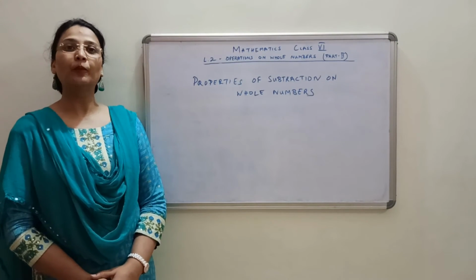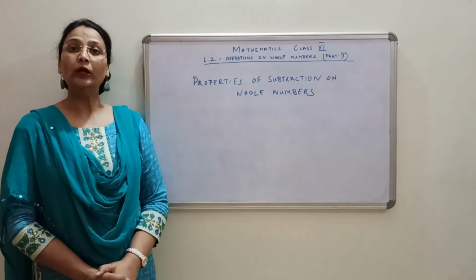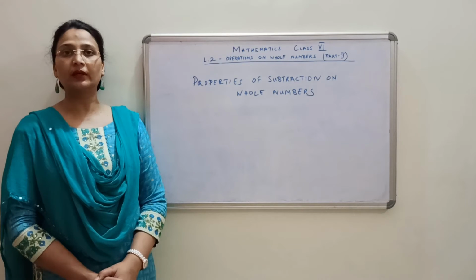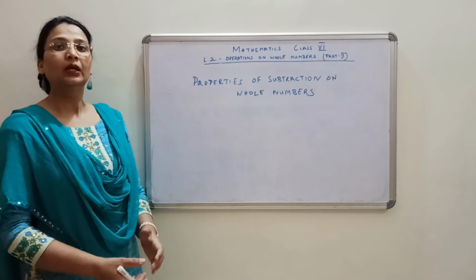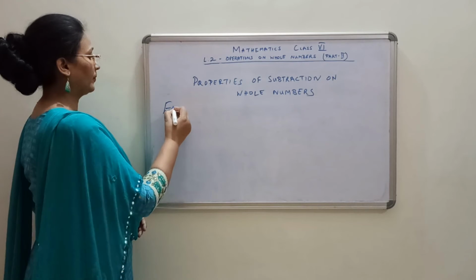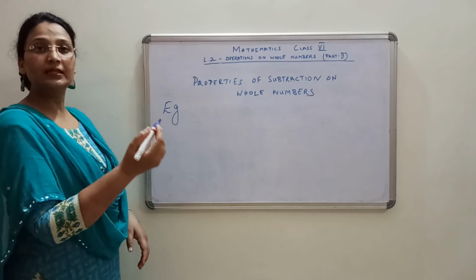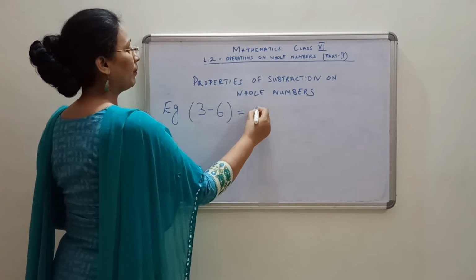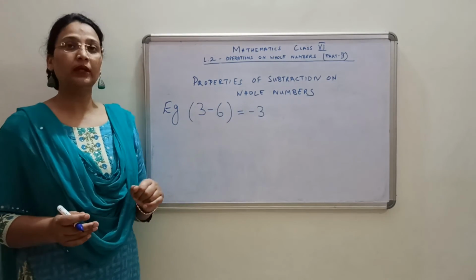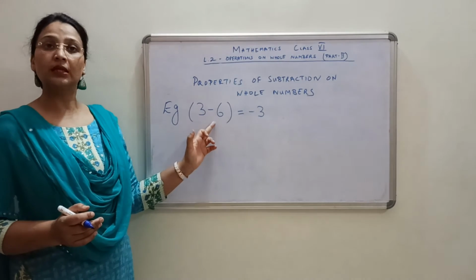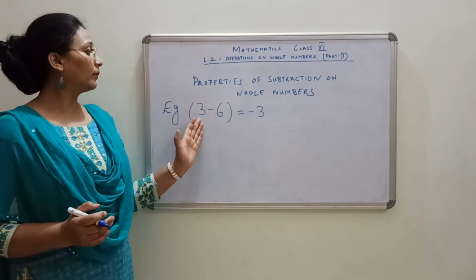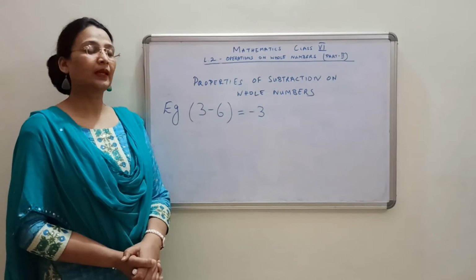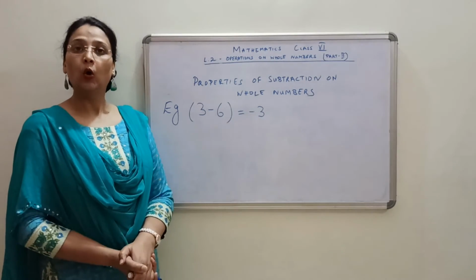Now the next topic is properties of subtraction on whole numbers. The difference of two whole numbers is not necessarily a whole number. Example, 3 and 6. You can take an example: 3 minus 6 equals minus 3. Why do I use minus over here? Because 3 is smaller than 6. When you subtract a bigger number from a smaller number, the answer always comes like this only. And minus 3 is not a whole number.